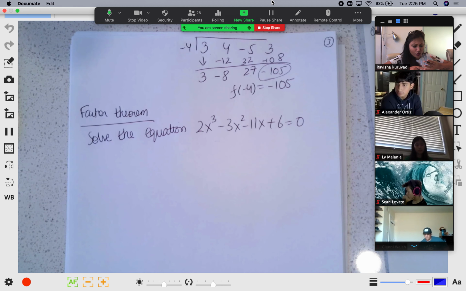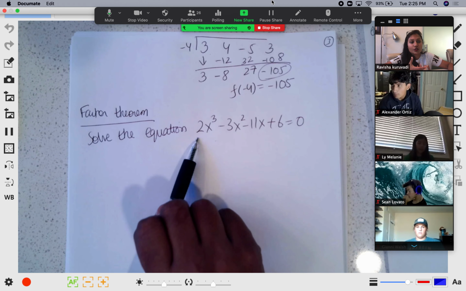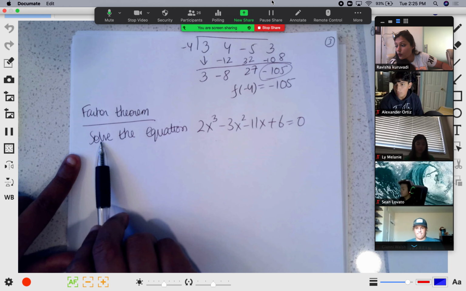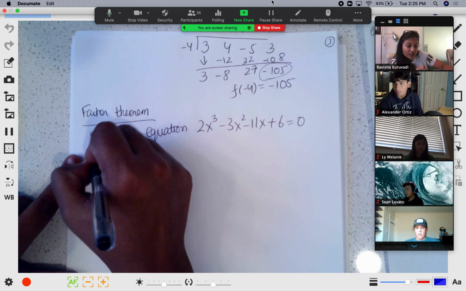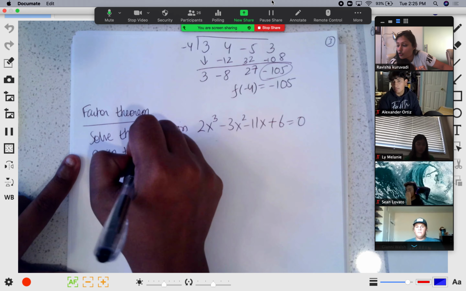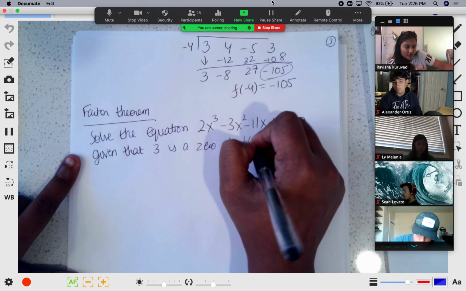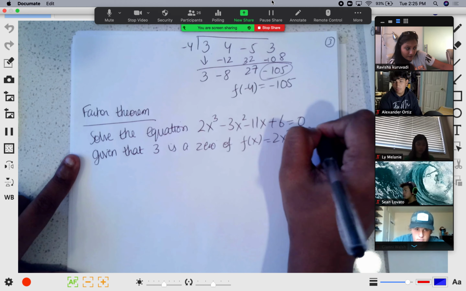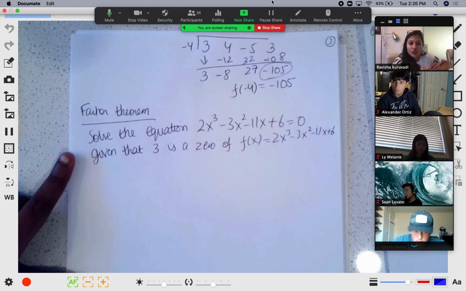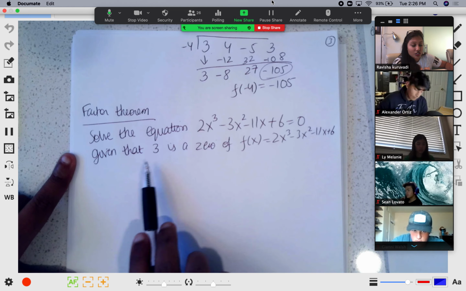So, zeros, x-intercepts, roots, these all mean the same thing. So when they're saying solve the equation, they're basically asking you to find the zeros, or the x-intercepts, or the roots. It's the same thing. So the question will say solve the equation this thing given, and you will be given a condition. Given that 3 is a 0 of this thing. You have to solve this thing. You're given a condition that 3 is a 0 of this whole thing.